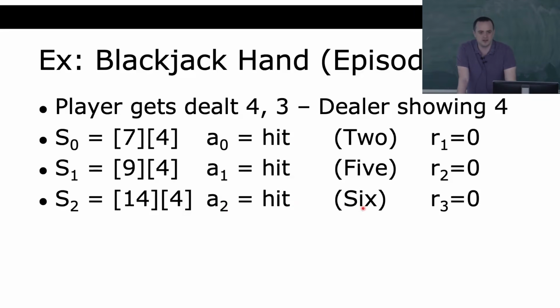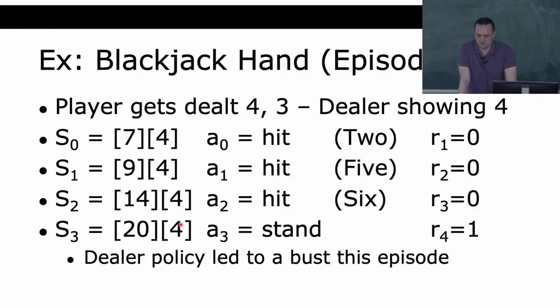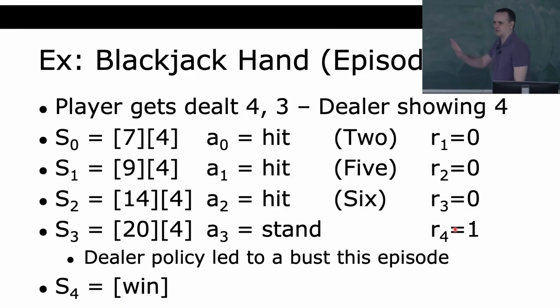My action was hit. I got a 6. The reward was still 0. Then the state was 24. The action was stand, and the reward was 1. So the reward was 1 here because that was the hand that I won the game. But if that was the hand where I lost the game, so state 4 would be the winning state. And in the winning state, I get a reward of 1. If that was the case where I had lost, then the reward would be -1, and S4 would be lose. Okay? So hopefully you can see how this is working now. We just take samples and we write it down.